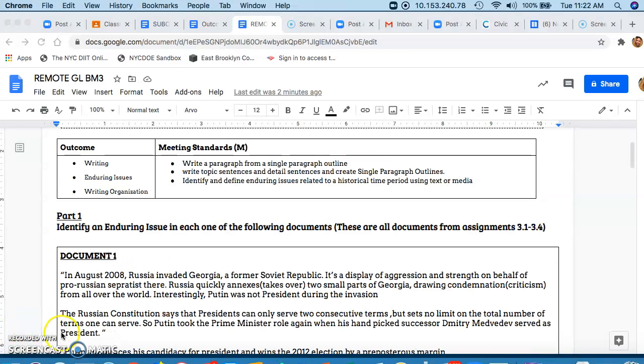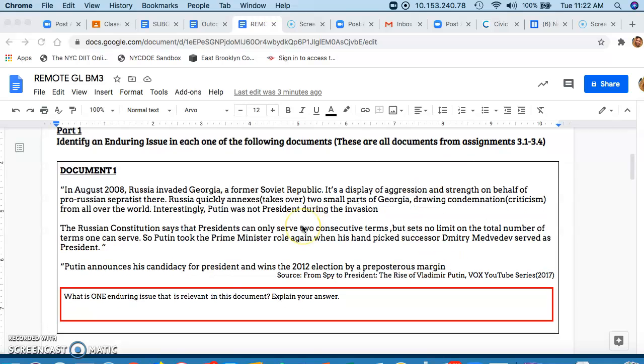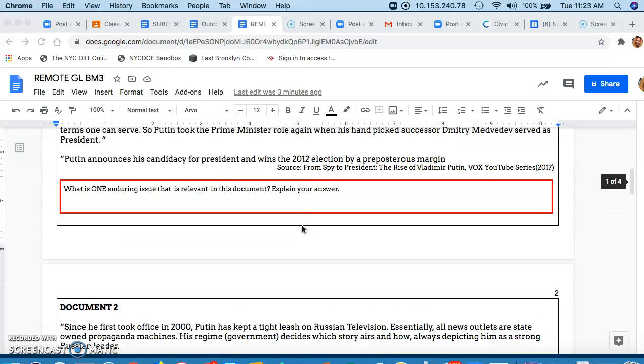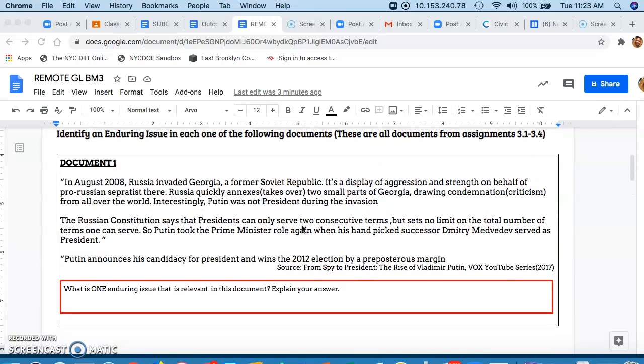So there's 3 parts to this benchmark. The first one is just to look at documents and identify an enduring issue that you find, right? By the way, these are all documents that you saw in assignments 3.1 through 3.4. For the first 2, all I did was take a quote from the video that you watched a couple of times. So it wasn't in a text format before, it was in a video format, but I just took some of the good quotes from there.